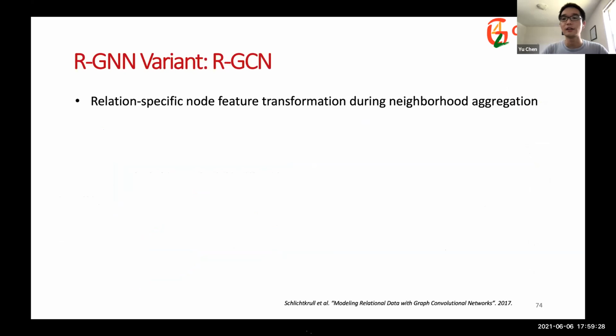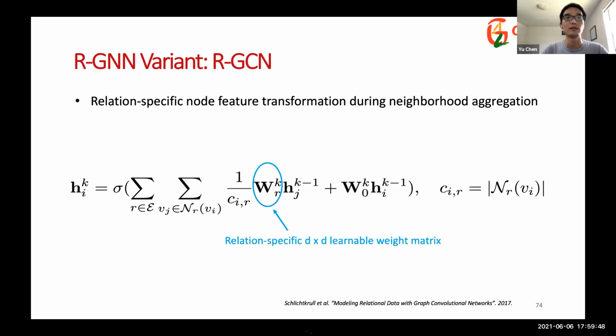architecture. So RGNN can have multiple variants. We can apply the same idea to GCN, GAT, GraphSage, GGNN. So let's talk about one example, RGCN here. In order to do that, we can apply relation-specific node feature transformations during the neighborhood aggregation. If we look at this equation, the main part here is that it applies a relation-specific D by D learnable weight matrix to the node features, and it aggregates the node embeddings per relation-specific subgraph.